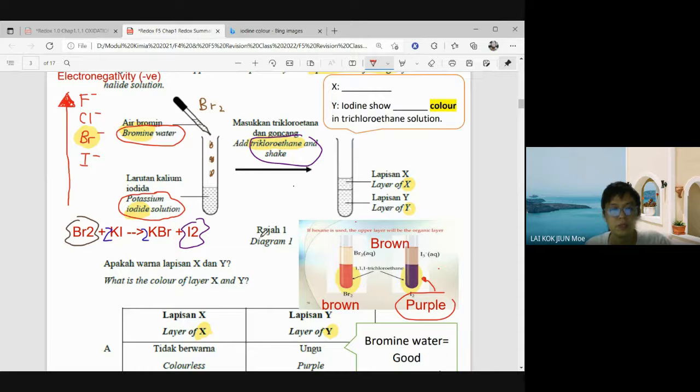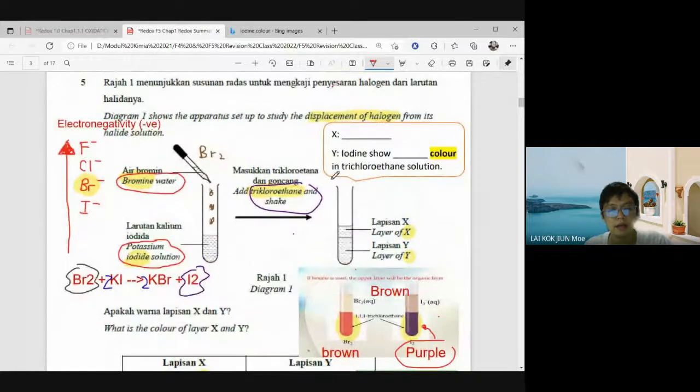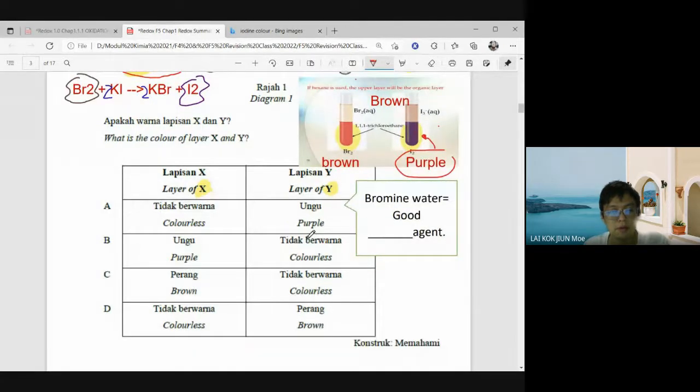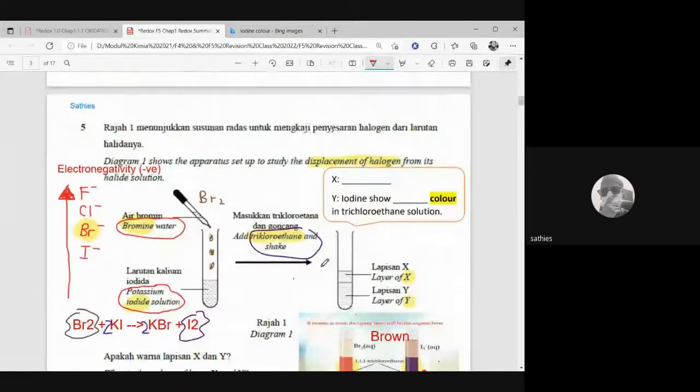So this question is actually asking you what the layer of X and Y is. So you must know the color of X and Y. What I said just now: the lighter one will float on top, and the heavier one will sink to the bottom. So you have to show what layer Y is. What color is Y just now? What's your answer? Say A.